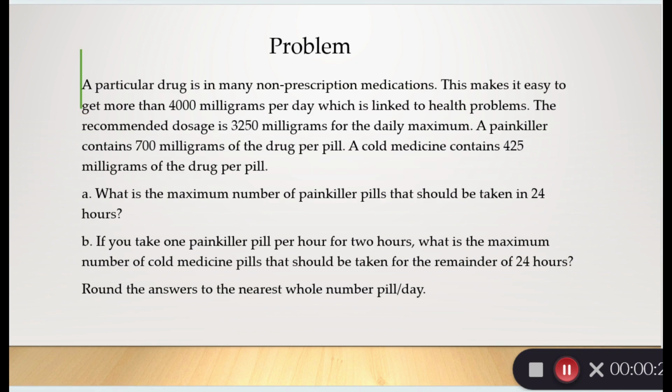Here's the problem. A particular drug is in many non-prescription medications. This makes it easy to get more than 4,000 milligrams per day, which is linked to health problems. The recommended dosage is 3,250 milligrams for the daily maximum. A painkiller contains 700 milligrams of this drug per pill, and a cold medication contains 425 milligrams of this drug per pill. What is the maximum number of painkiller pills that should be taken in a day or 24 hours?